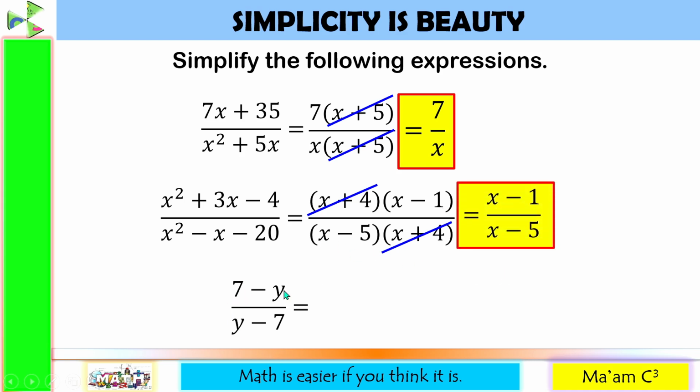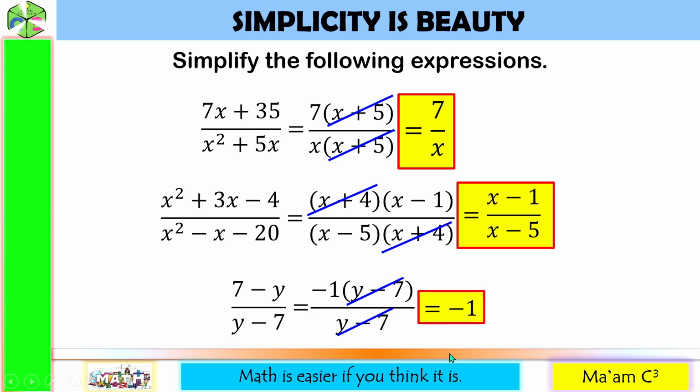Next one, we have 7 minus y all over y minus 7. In here, let me factor out the negative. So I could rewrite it as y minus 7. So that will become negative 1 times quantity y minus 7. Quick check. Negative 1 times y is negative y. Negative 1 times negative 7 is positive 7. So this is one way to rewrite this expression without changing its value. Let us copy the denominator. And now we can see that we have common factors, so let us cancel them. Therefore, the final answer is negative 1.